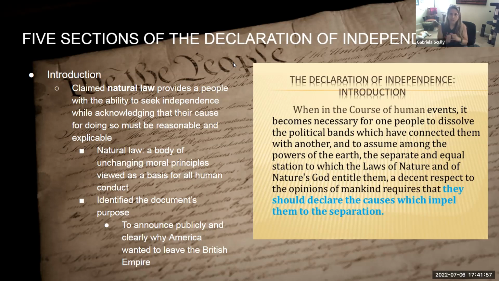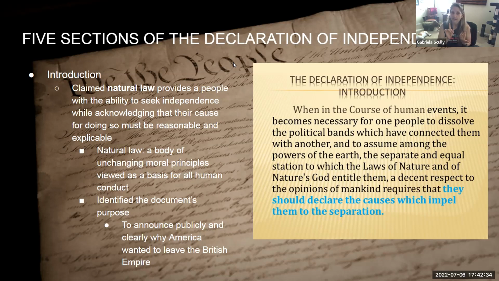So let's break that down just a little bit. When in the course of human events, that means when things are happening among people, and for the Americans, it was like the siege of Boston and the Boston Massacre, and the unfair taxation and everything else. When history is happening, it becomes necessary to dissolve the bonds that connect them with another government, and to assume that they have reason to live according to the laws of nature, that they are entitled, nature and nature's God.